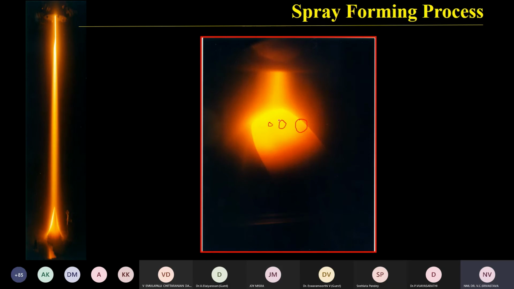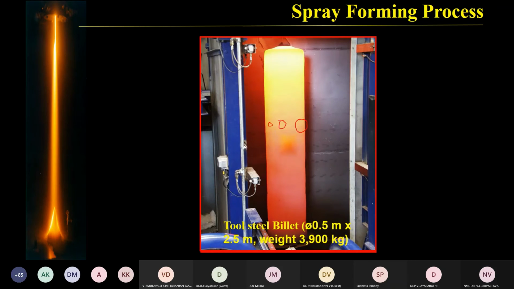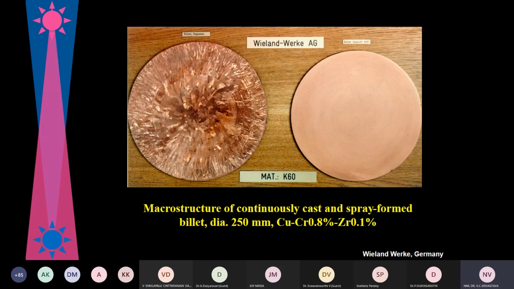So this is how it looks. So you see, this is a continuously cast copper alloy, and this is spray formed copper alloy. So you can see the difference between these two in microstructure, the uniformity of microstructure as well as the refinement. So this is what spray forming is all about.